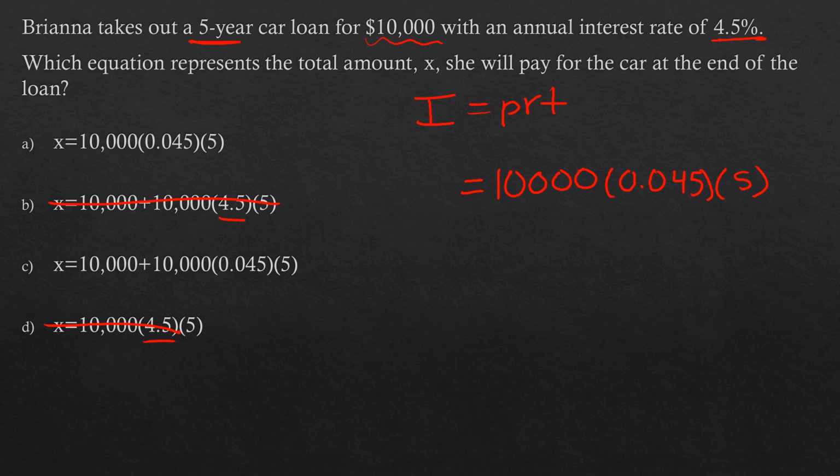So those two right away are wrong. Between the last two, C is the correct answer choice here, because it has this $10,000, which is what she has to pay back, because that's how much money she borrowed in the first place, plus this part over here, and this whole second part represents how much money she's going to be paying in interest, right? This whole section is how much money she's going to be paying back in interest.